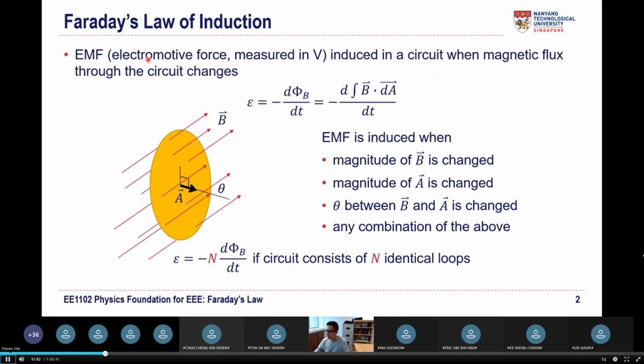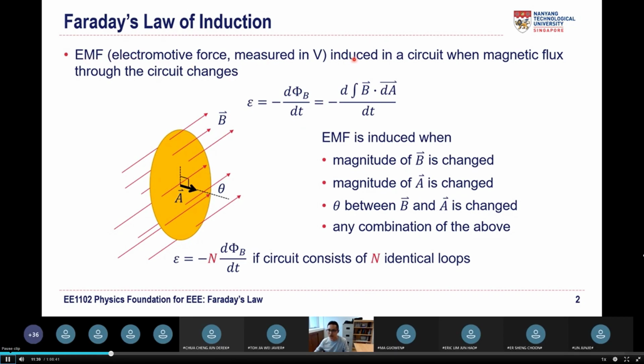So EMF is very similar to electric potential and is measured in the same unit, but it is how much potential is created, as opposed to how much electric potential is needed. In this case, it is created by changing the magnetic flux through a certain closed loop. But okay, I will continue to talk about Faraday's law.